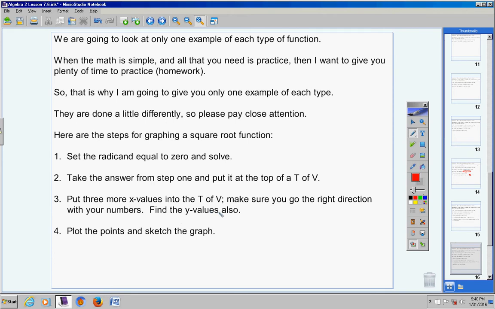Find the y values also. I should have included that in step 3. Let me go back to step 3. That's my fault, sorry. Put 3 more x values into your table of values. Make sure you go the right direction with your numbers. Find the y values also. Now, go the right direction. I will explain that in just a minute, okay? Step 4: Plot the points and sketch the graph. And that's it, guys. So, pause the video, copy these down, then restart it. I'm going to move on, okay?